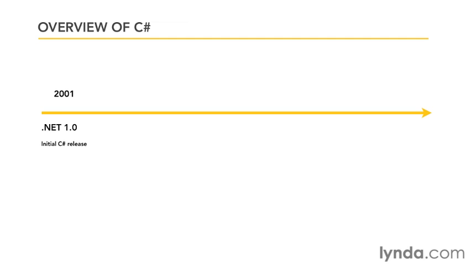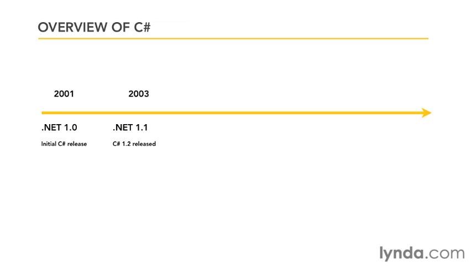C Sharp got its start way back in 2001. This was when Microsoft released the first version of .NET, that was .NET 1.0. That was where C Sharp burst onto the scene. And it continued along for a couple of happy years until 2003 came along, which was when Microsoft released .NET version 1.1.